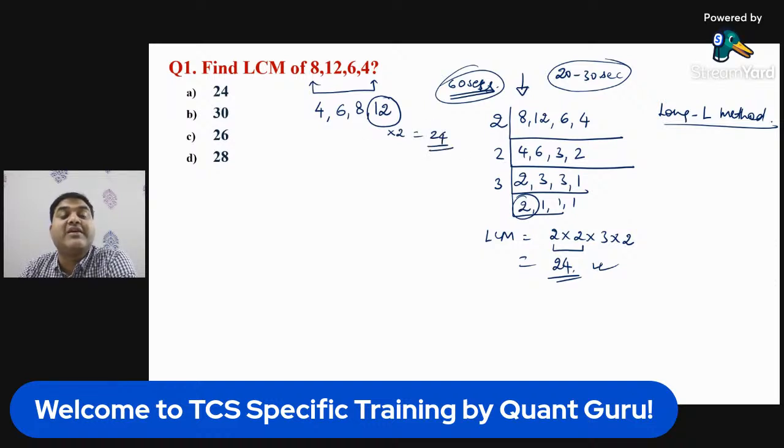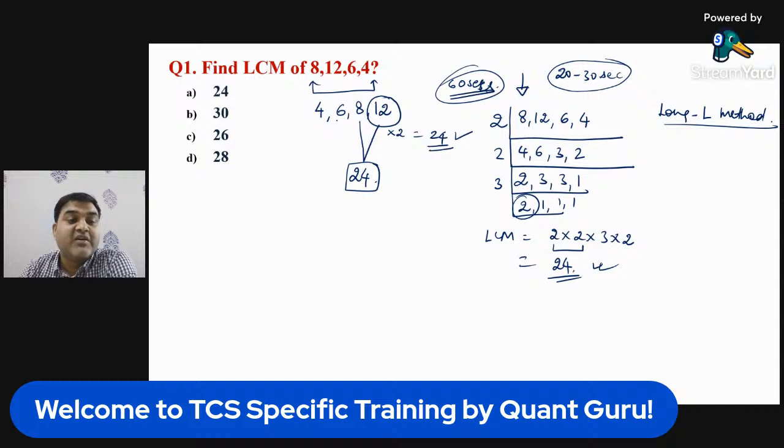We will check whether 8 can completely divide 24 or not. You will think, yes: 8 ones are 8, 8 twos are 16, 8 threes are 24. Yes, the LCM of 8 and 12 is going to be 24, my dear friends. This is the LCM of these two numbers.